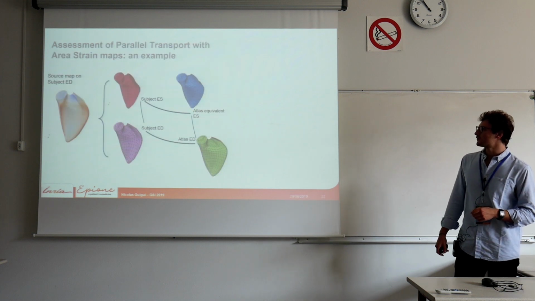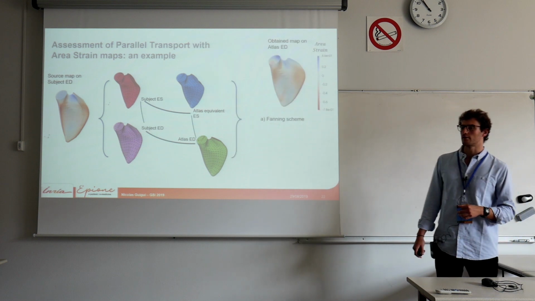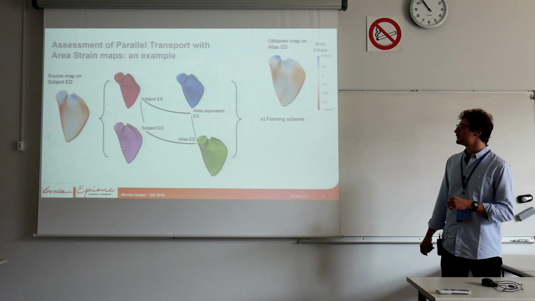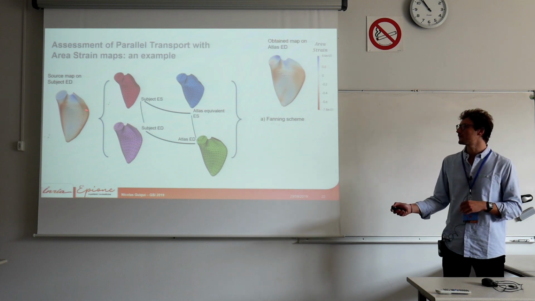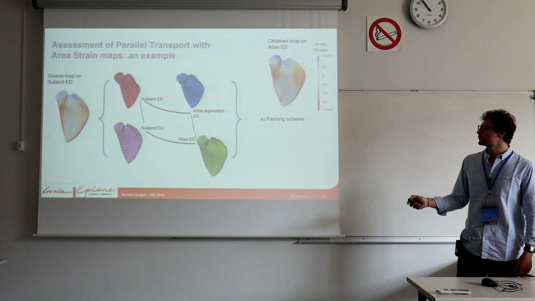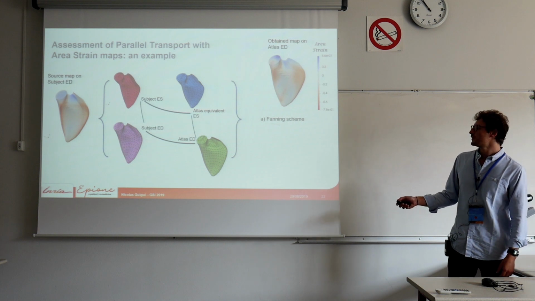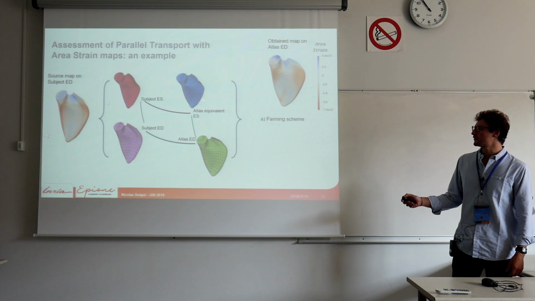And finally, to give you a feeling of the map that we get, this is the area strain. This one is the area strain map on the subject, computed between these two deformations. And then we transport it with our usual parallelogram and compute it between the obtained atlas and the original atlas at end systole.